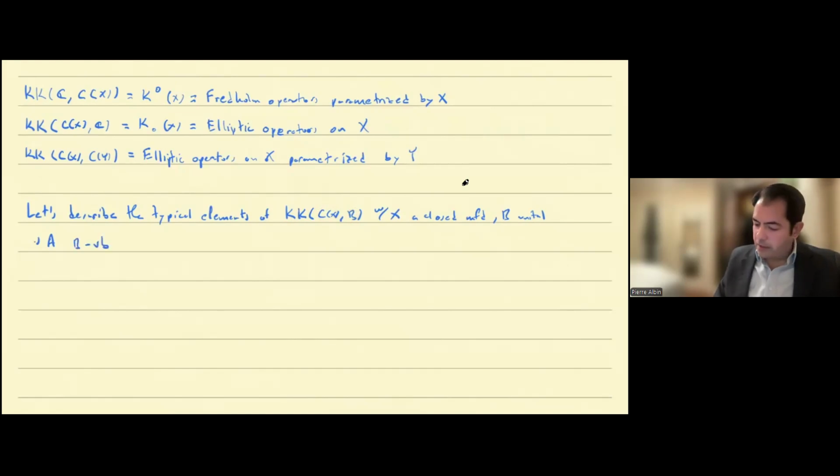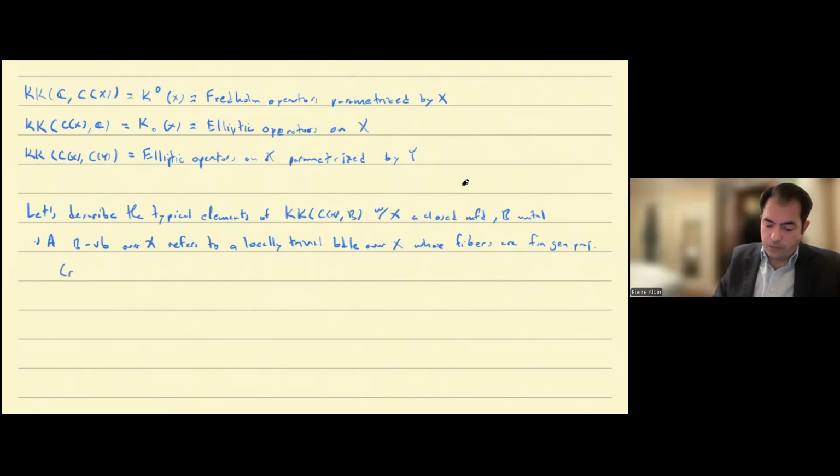So here, let's say B is a C-star algebra. What's a B vector bundle over X? This refers to a locally trivial bundle over X whose fibers are finitely generated projective right B-modules with B-linear transition functions.